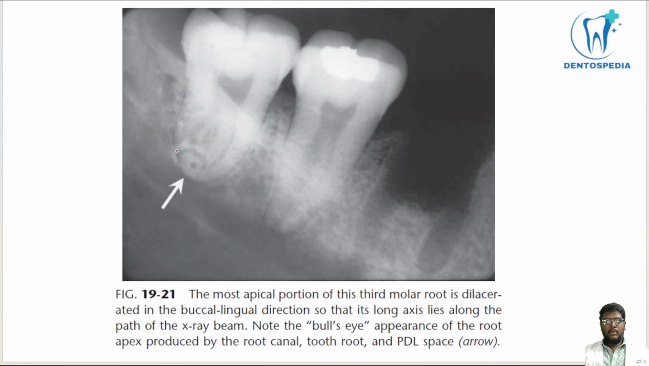Here you can see the bullseye appearance. So any buccally or lingually dilacerated root will give this kind of appearance. Okay, I'm not talking about mesial or distal curvature. I'm talking about only buccal and lingual curvature.